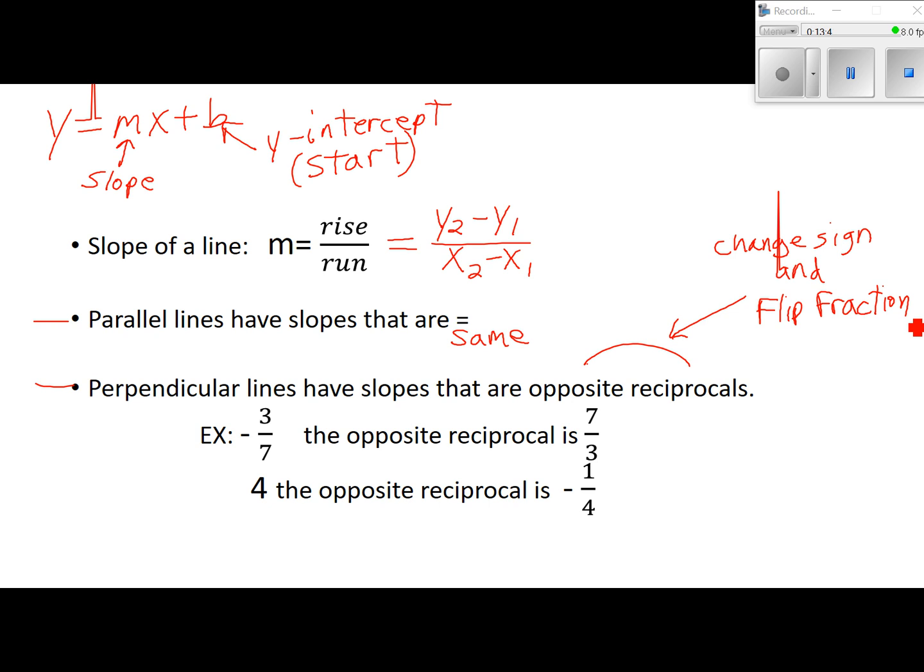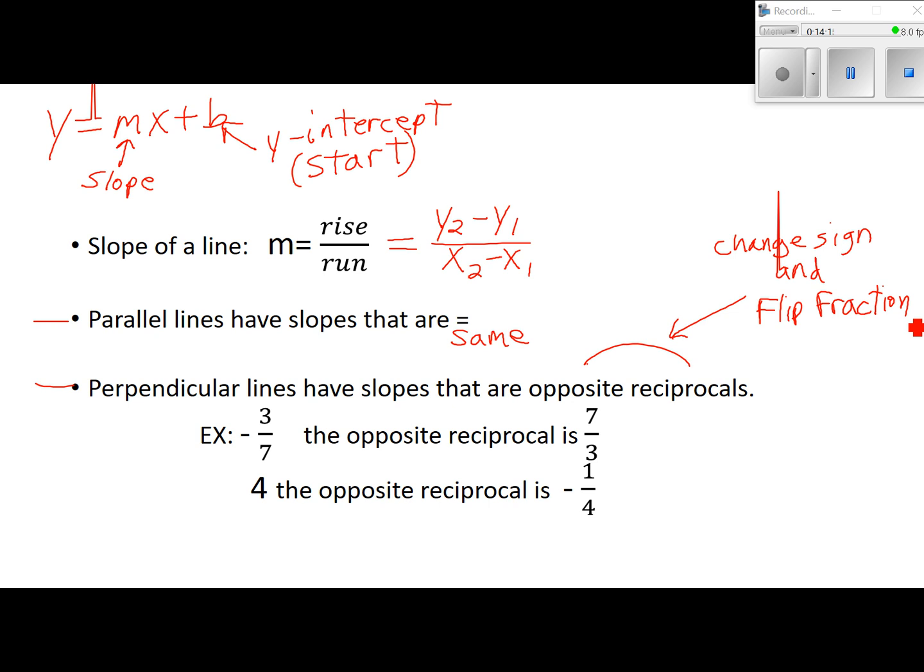So in this first example I put down here, I got negative 3/7. What's the opposite reciprocal of negative 3/7? Positive 7/3. You change the sign and you flip it over. These are if two lines are perpendicular. So if they're coming together to form a right angle, this one might have a slope of, I'm sorry, negative 3/7. This one's going to have a slope of 7/3.